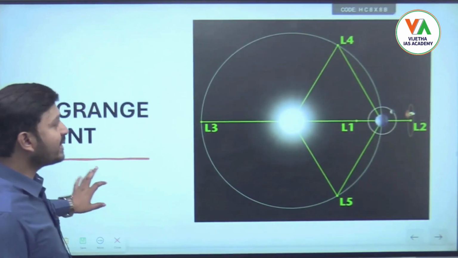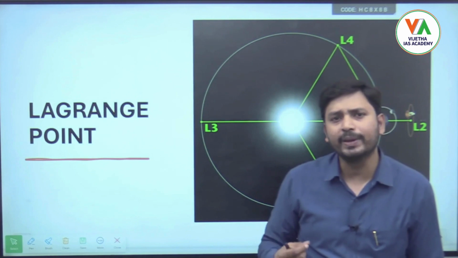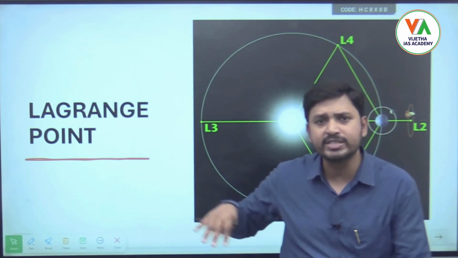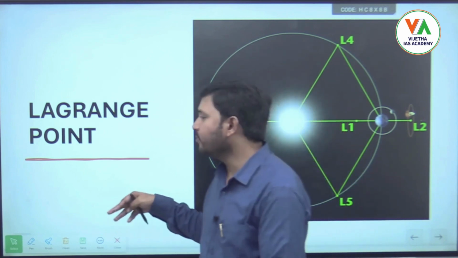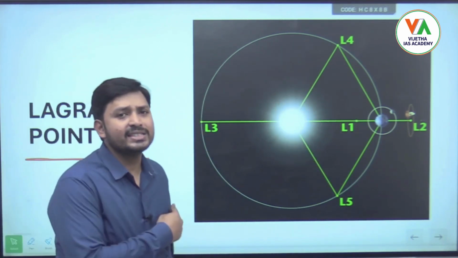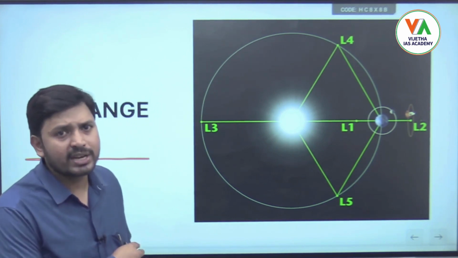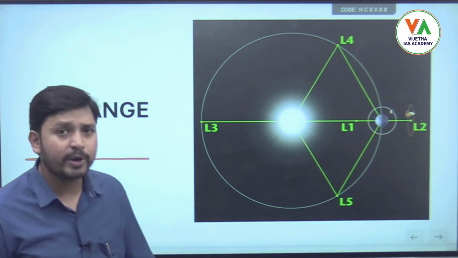To know this ADITYA L1 mission, first we have to know some basic topics, like what is the purpose of all these things. We'll see what Lagrange points or Lagrangian points are, and then with which launch vehicle this mission has been launched. Everything we'll see. But before that, first we'll see what this Lagrange point, or Lagrangian points, is.